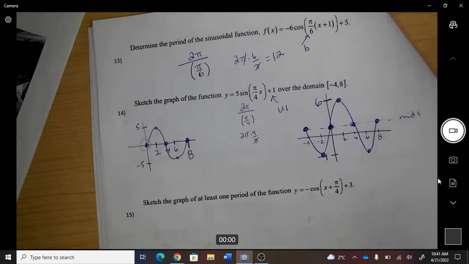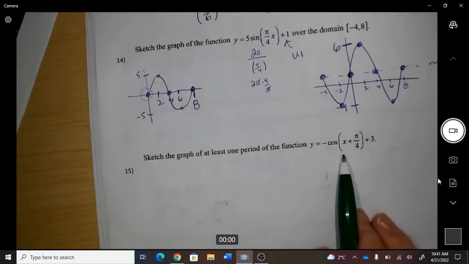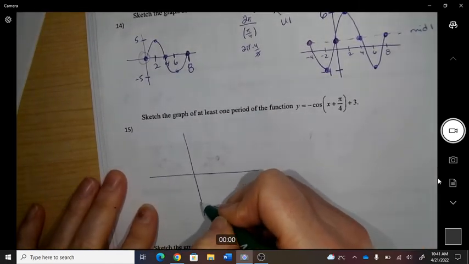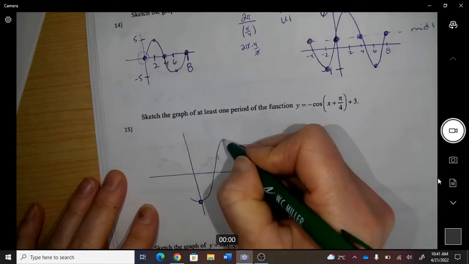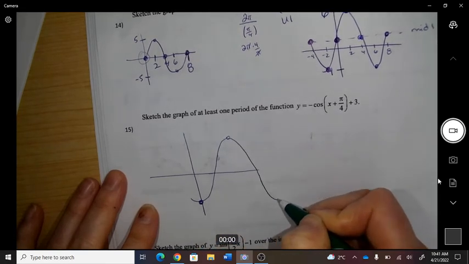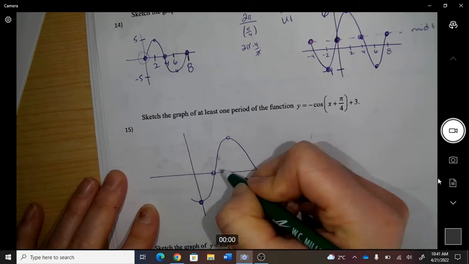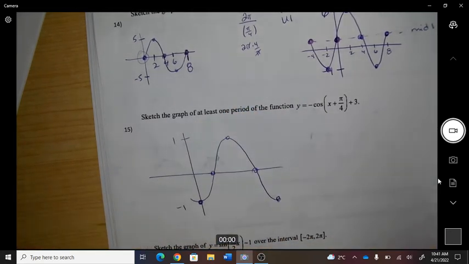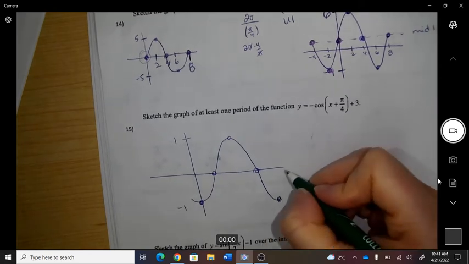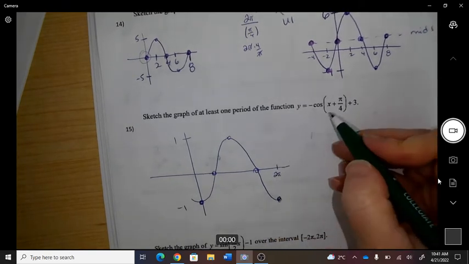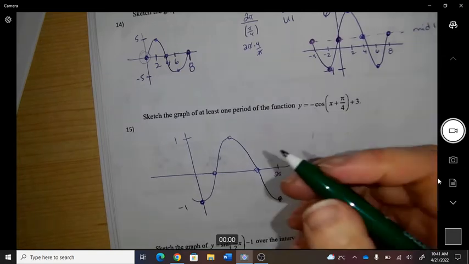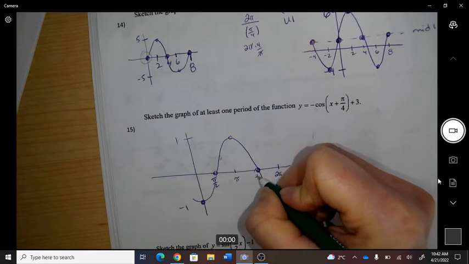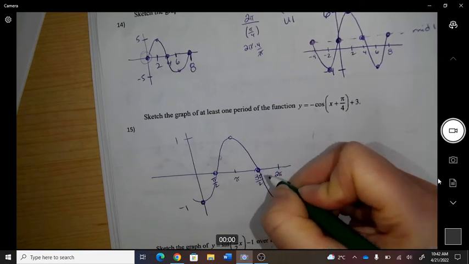Sketch the graph of one period of this. So I'm going to reflect a cosine curve. So -1 to 1, but I reflected it. And I don't think we have a b, so that's just 2 pi right there. So then this is pi over 2, pi, 3 pi over 2, and 2 pi.